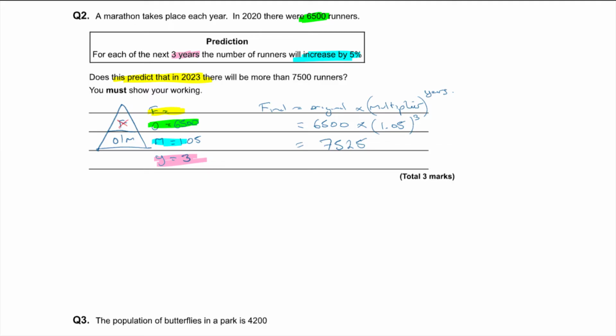So 7,525. So does this predict that in 2023 there will be more than 7,500? Yeah, there'll be 25 more than that, won't there? So yes, greater than 7,500. Don't forget to answer the question. So the question was, does the prediction predict it's over 7,500, not just find the answer. Okay, so you need to answer the question.